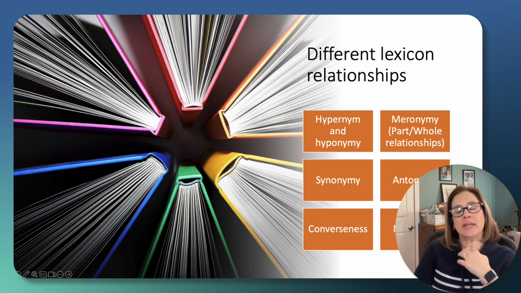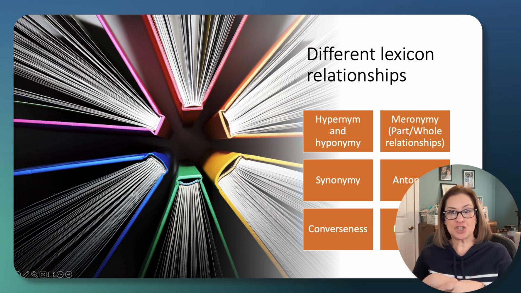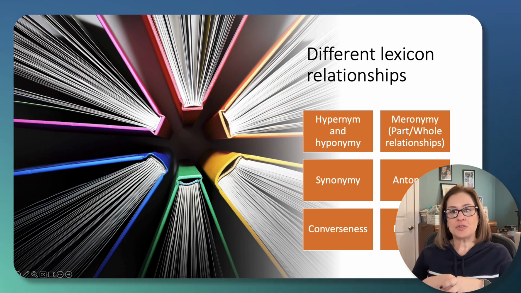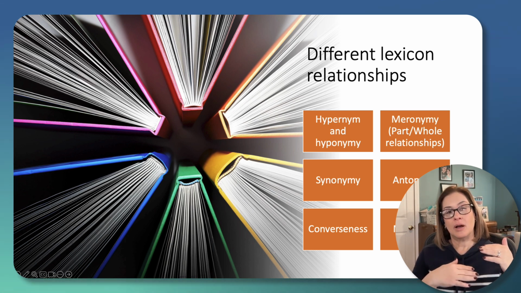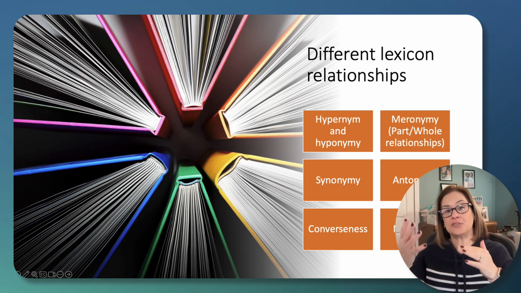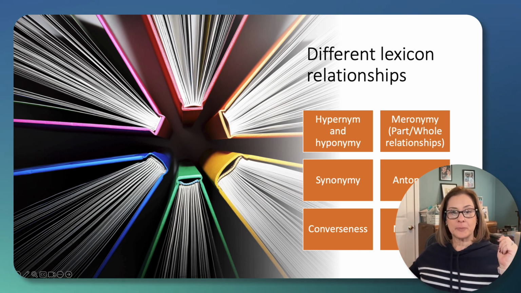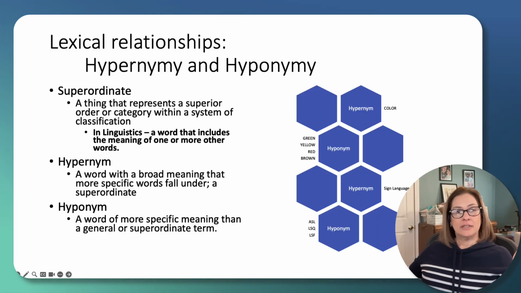Going a little deeper on the different lexical relationships of words and signs, we have a few categories: hypernymy and hyponymy, synonyms, antonyms, converseness, and metaphors. Some of these terms I'm sure you remember from English class way back in the day.